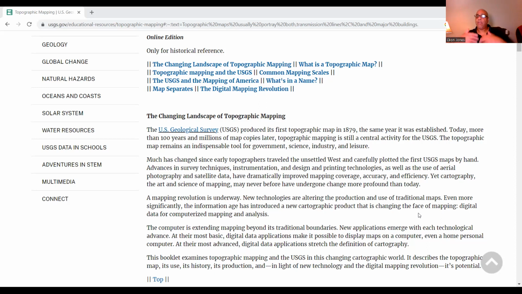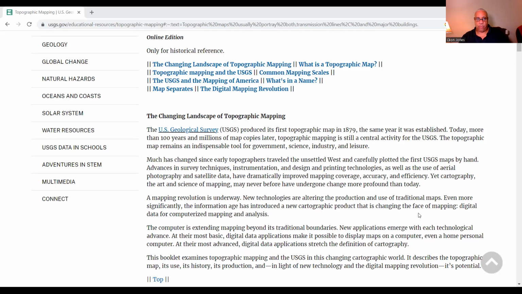Now, again, when you deal with maps, USGS and also the Bureau of Land Management is another place where you can find these USGS maps. And that's where surveying actually got started as well. Now, again, advances in survey techniques, instrumentation and design, and printing techniques, as well as the use of aerial photography and satellite data have dramatically improved mapping coverage, accuracy, and efficiency.